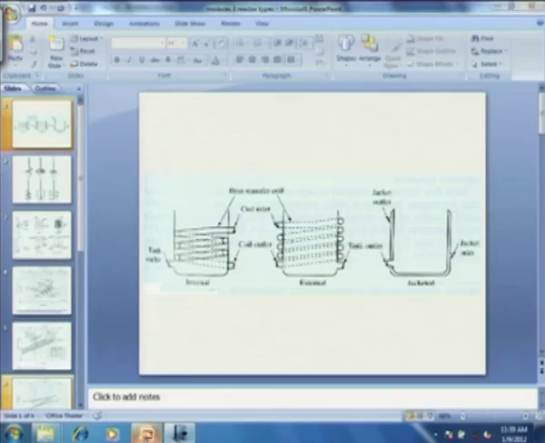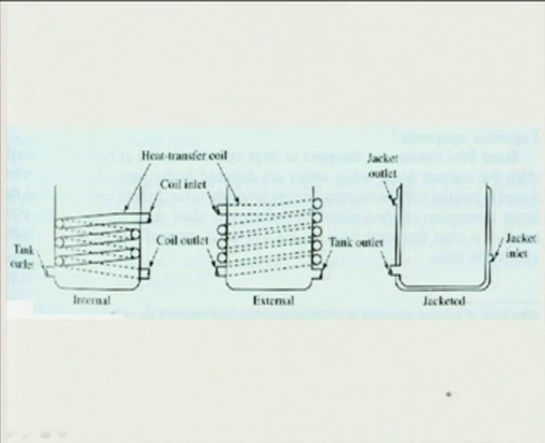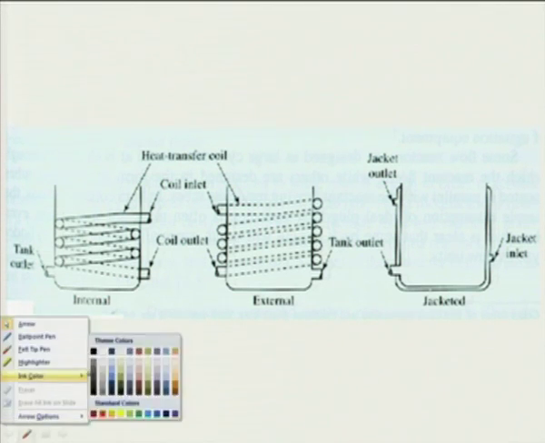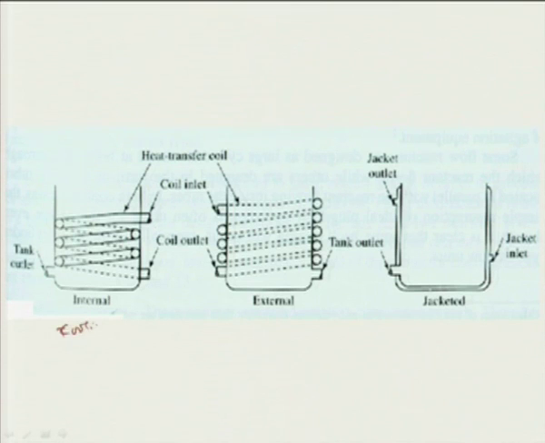Let us see what are the means of providing heat or removing heat from a particular reactor. Here you can see three types. First is the internal cooling coils that you see here. The coils are especially on the periphery. If you see this as a 3D reactor, the cooling coils are on the periphery and the agitator is provided in the center.